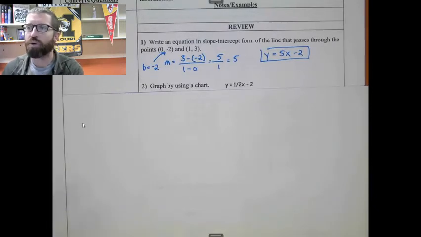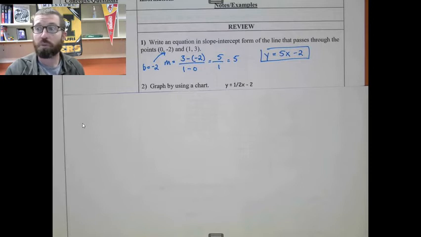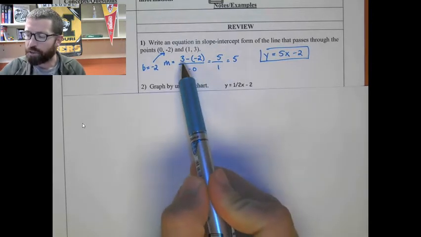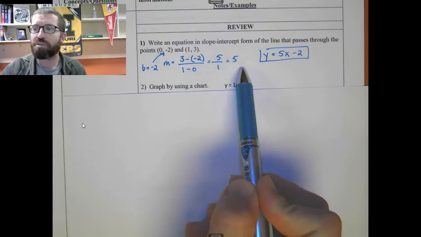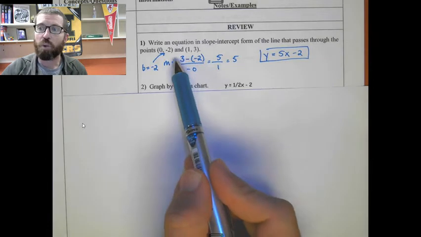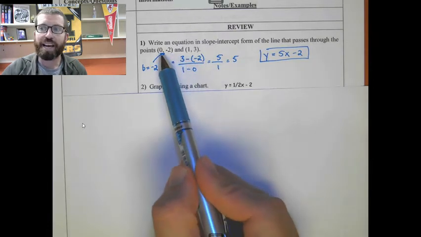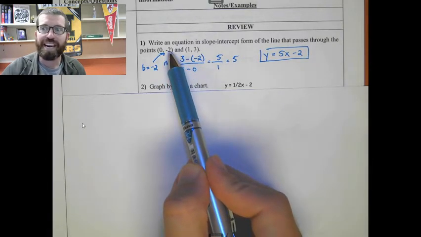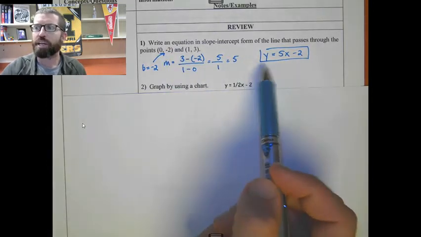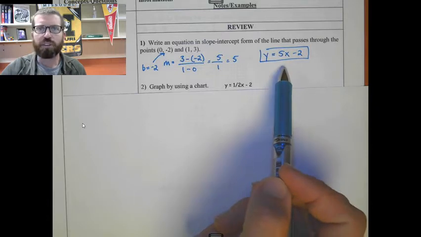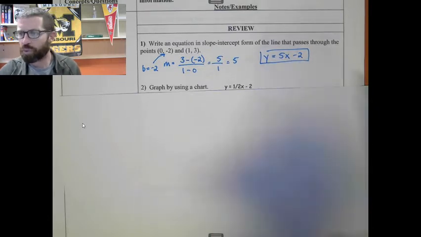So this first one, write an equation in slope-intercept form of the line. So you need to find the slope first. So we can do that by subtracting y2 minus y1 over x2 minus x1. And you get 5. And then the b, or the y-intercept, comes from this point because x is 0. So that means -2 must be the y-intercept. And then in your equation, y is y, m is 5, x is x, and b is -2.